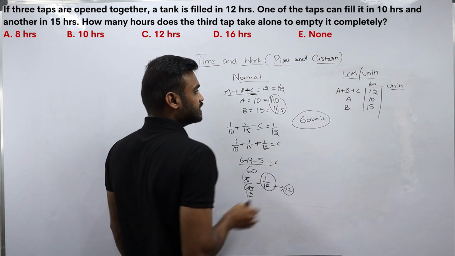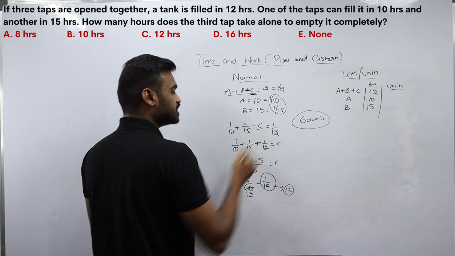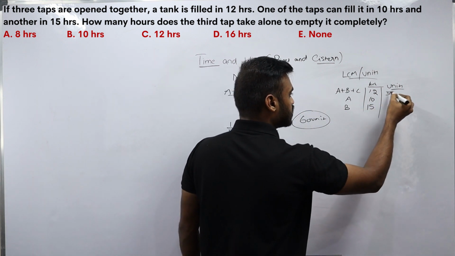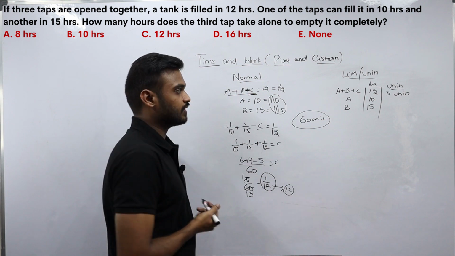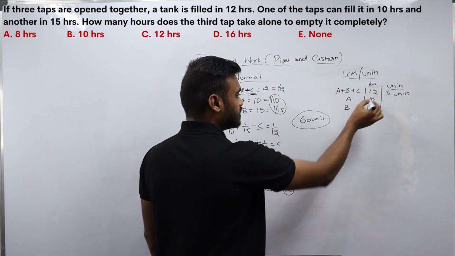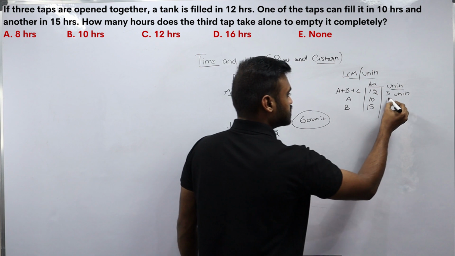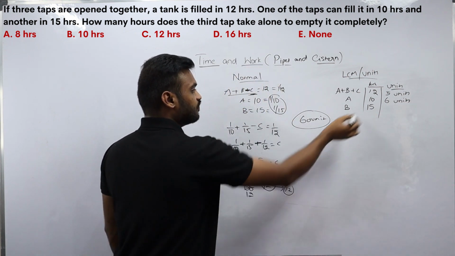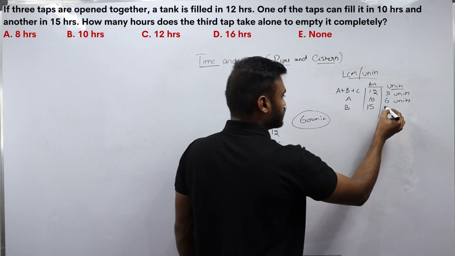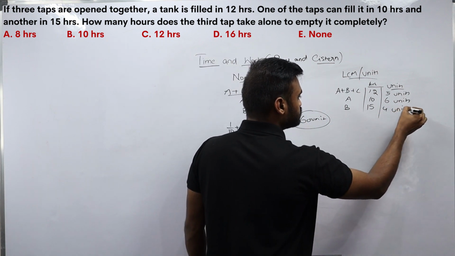Then A plus B plus C is completing in 12 hours. So 60 by 12, that is 5 units per hour. A plus B plus C is completing 5 units of work per hour. In the same way, A is completing in 10 hours, so 60 by 10, that is 6 units of work. In the same way, B can complete in 15 hours, so 60 by 15, that is 4 units of work.